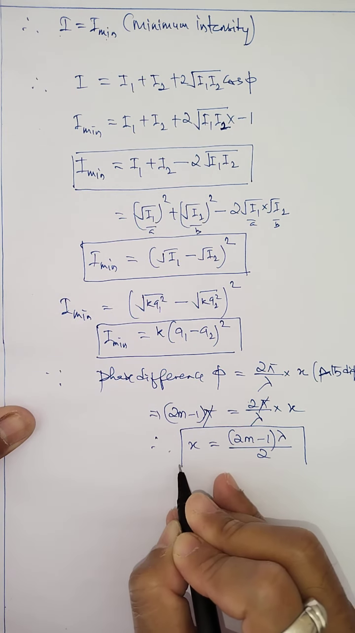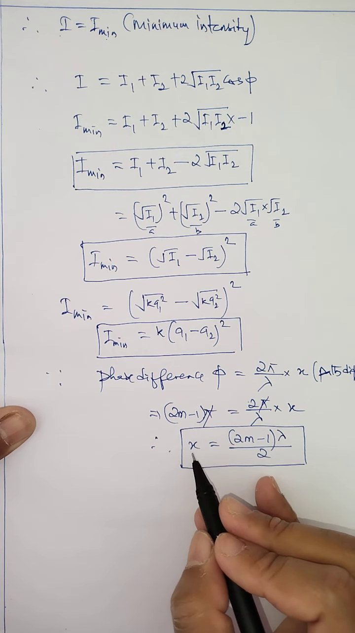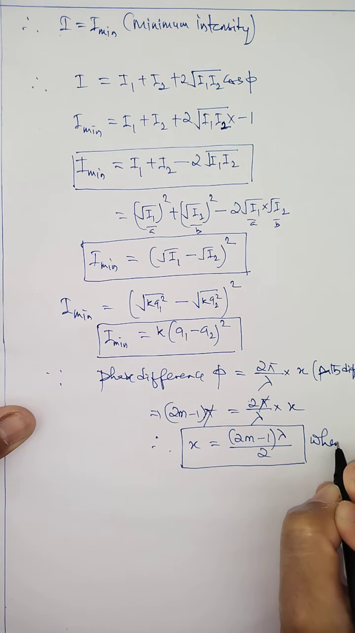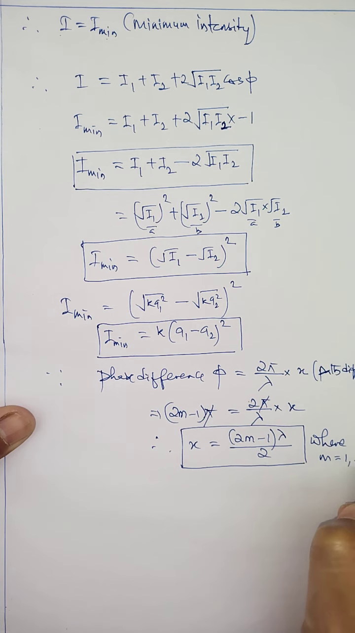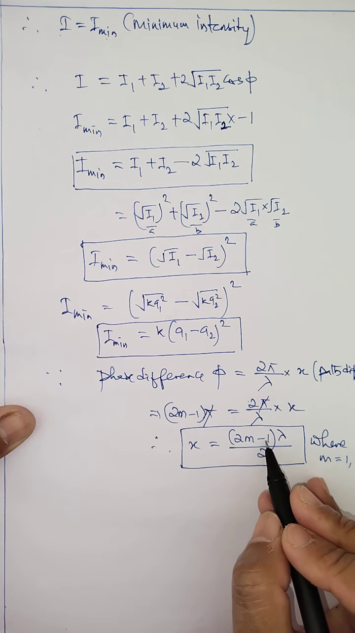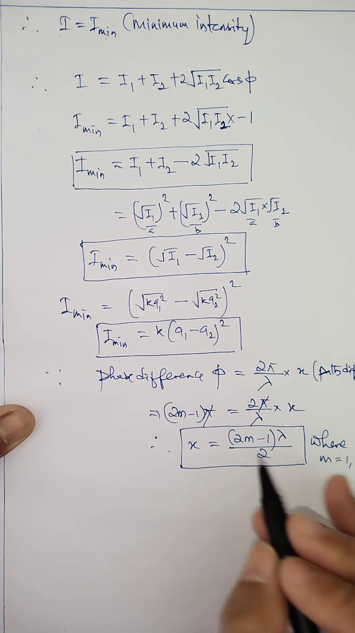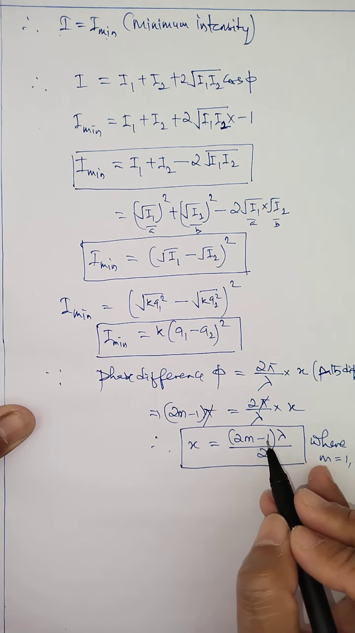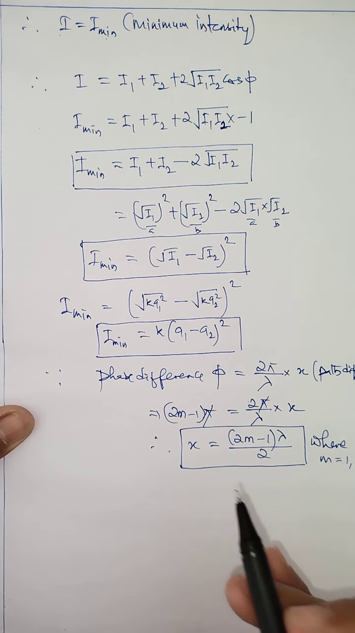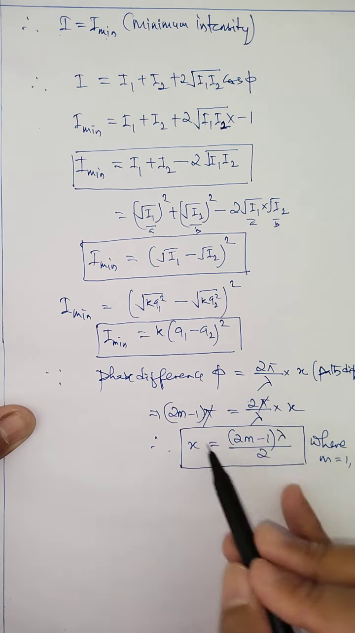Now look at the expression. Your minimum intensity will also be obtained when the path difference x is (2m minus 1) lambda by 2. And children, in this case m starts from 1, 2, 3 and so on. If I substitute m equals 1, 2 ones are 2, minus 1 is 1, that is lambda by 2, the path difference. If I put m equals 2, 2 twos are 4, minus 1 is 3, that is 3 lambda by 2. So to get minimum intensity, your path difference must be this much.